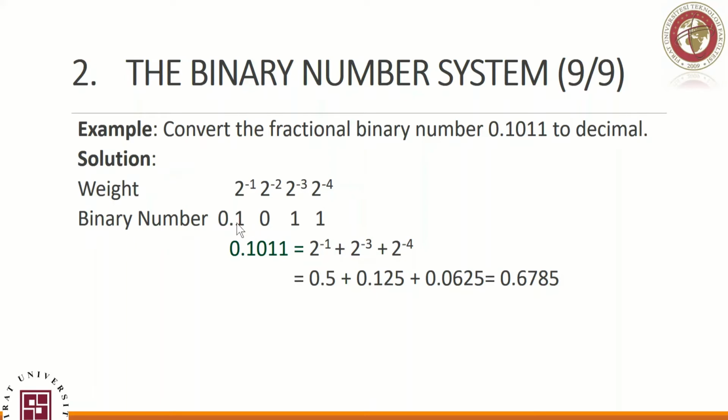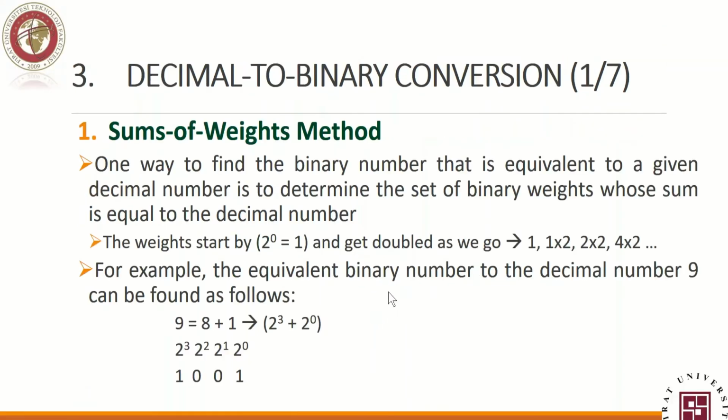Now we start with this. This is the most significant in this case. So 2 to minus 1, 2 to minus 2, 2 to minus 3, 2 to minus 4. This is 0, so it will be ignored. 2 to minus 1 plus 2 to minus 3 plus 2 to minus 4. So 0.5 plus 0.125 plus 0.0625. If you sum them up, you will get the number in decimal. And I believe it's straightforward. Sum of weights.